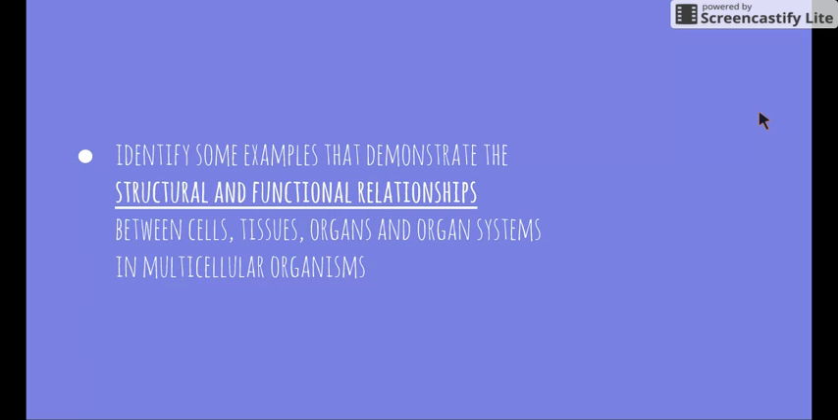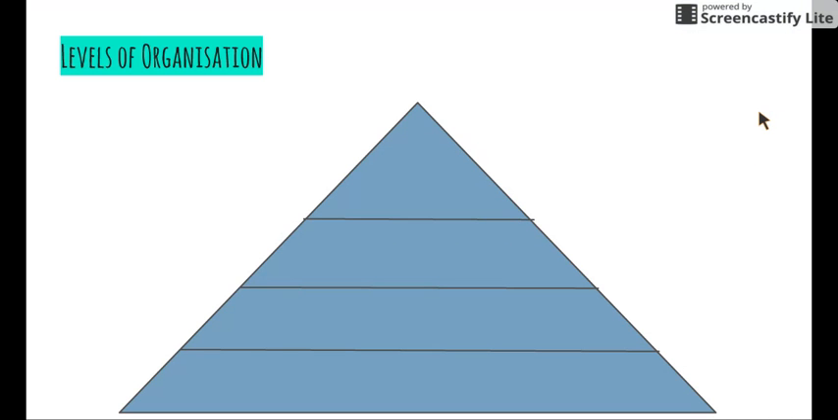So just a reminder that multicellular organisms are those that are made up of obviously more than one cell, unlike our unicellular organisms. So we can summarize this in what we refer to as the levels of organization. And in order to visualize this, we can draw it as a triangle and then fill in each of the parts as we expand and get larger.